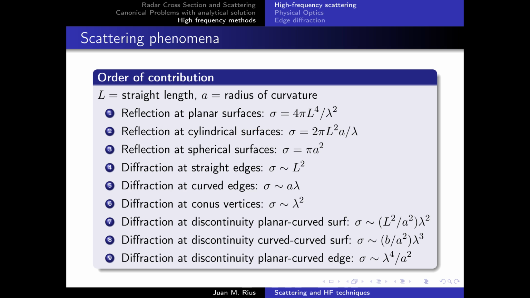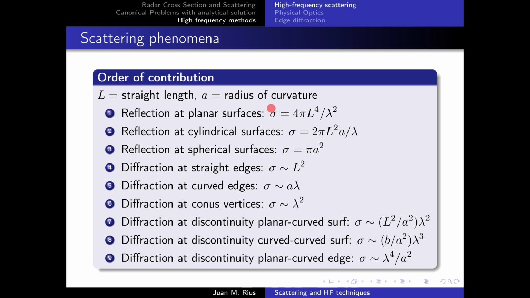To give you an idea of the magnitude of the radar cross-section and the variation with frequency, here I define uppercase L as the dimension of the object in the strike direction, if there is a strike line in the direction where we have a strike object, and A is the radius of curvature in the dimensions or the plane where the object is curved.